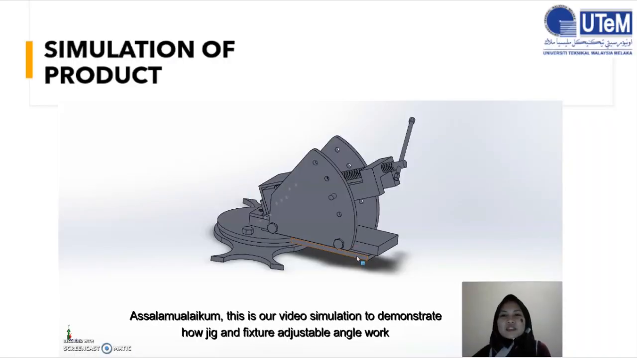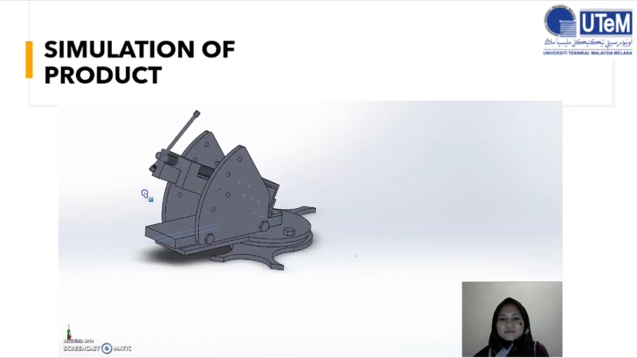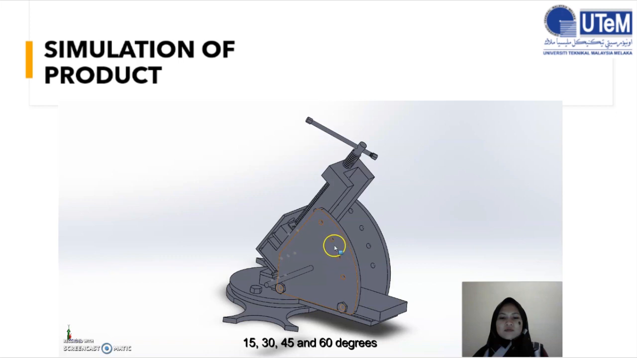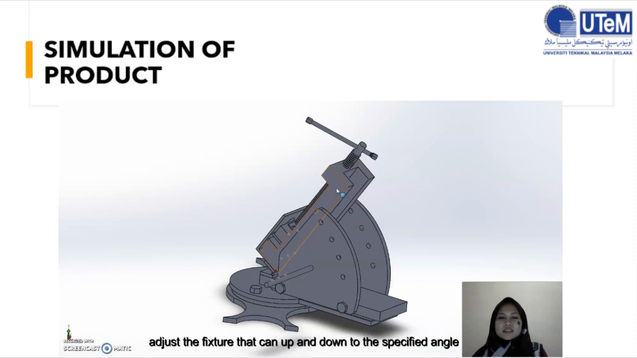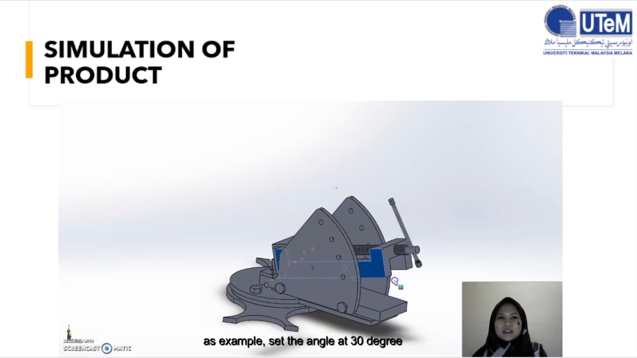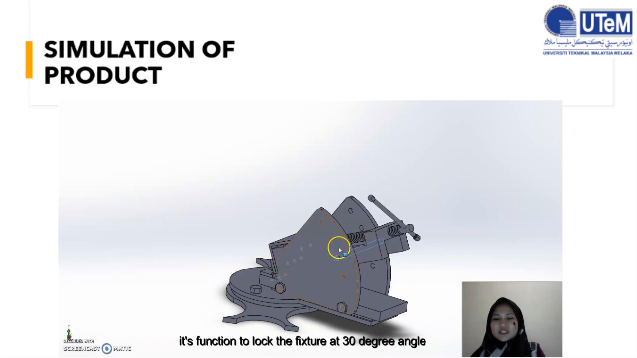Assalamualaikum, this is our video simulation to demonstrate how the jig and fixture adjustable angle works. Firstly, the jig and fixture can rotate 360 degrees horizontally. Next, our product has 4 angles, which are 15, 30, 45 and 60 degrees. After deciding which angle they want to drill the hole at, adjust the fixture up and down to the specified angle. As an example, I set the angle at 30 degrees. Then I fix it using the cylindrical metal. Its function is to lock the fixture at a 30 degree angle.